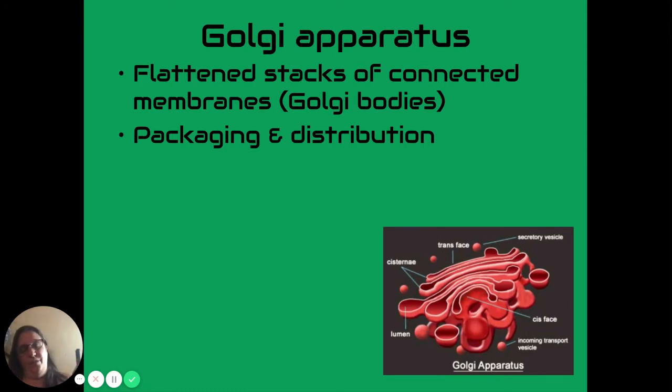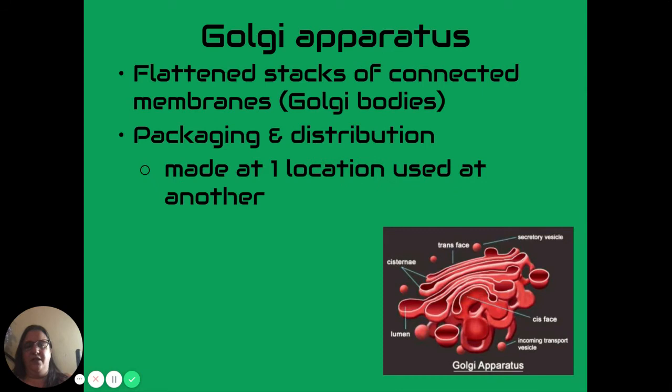It kind of almost looks like a stack of pancakes that you've dropped some syrup on or something to that effect. There's lots of different things that people see when they look at that, but it's like a stack of membranes and it's flat. The main purpose of the Golgi is to package and distribute things that were made at other parts of the cell. So if it's going to be made in one part and used in another, the Golgi is going to have a role in it because it's going to package it up and get it to where it needs to go.